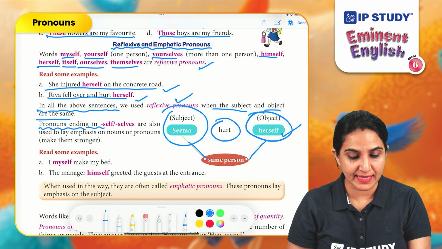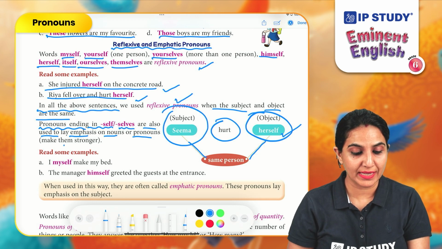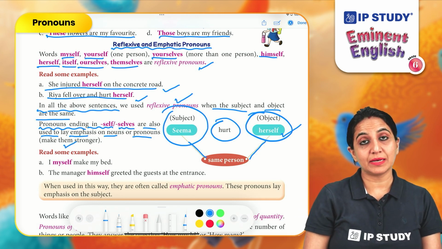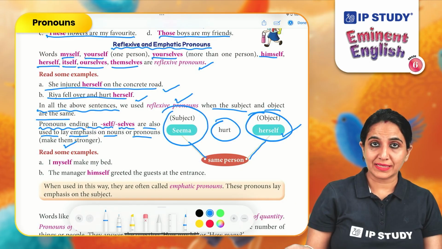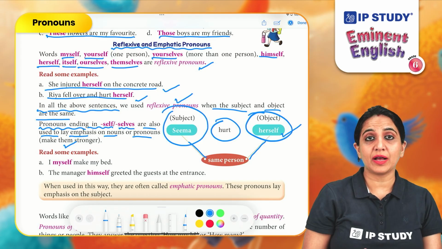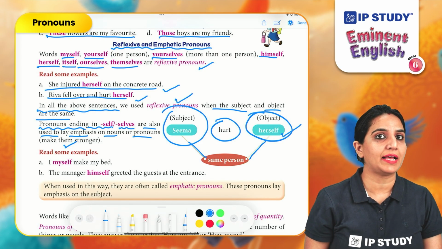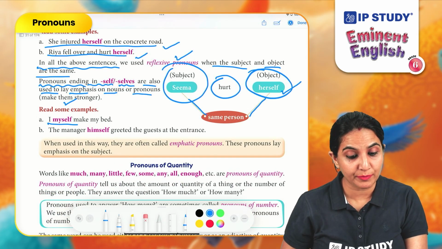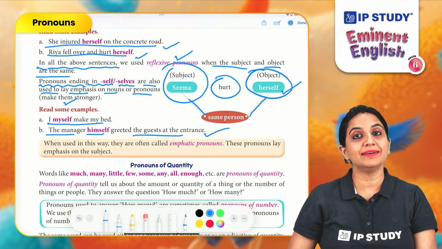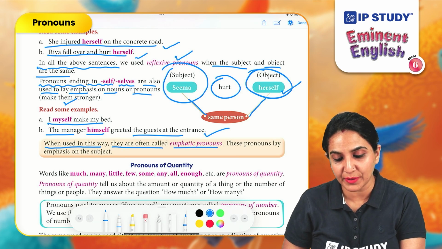Pronouns ending in self or selves are also used to lay emphasis on nouns or pronouns to make them stronger. For example, sometimes we use the same pronouns, oneself, themselves, herself. So we use the same pronouns to emphasize something. They can be called emphatic pronouns in those scenarios. Like, I myself make my bed. The manager himself greeted the guests at the entrance. When used in this way, they are often called emphatic pronouns.